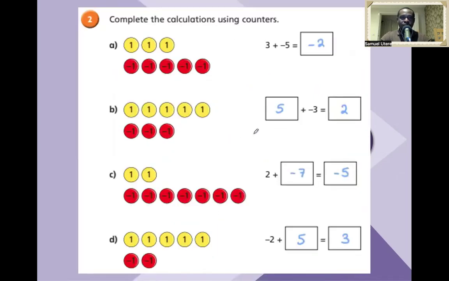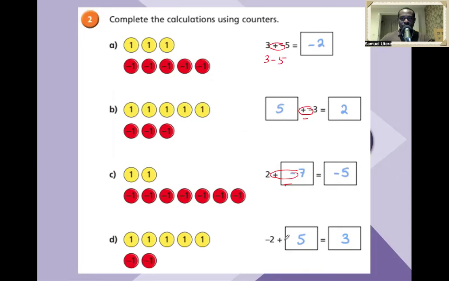Here are the answers for question 2. So using the idea, which I really think you should use, this is like saying 3 minus 5. This is like saying 5 minus 3. Here you're asked to use this to answer the question. So we have 2 positive counters. We have 7 negative counters. So that will be -7. So this will become 2 subtract 7, which is -5.